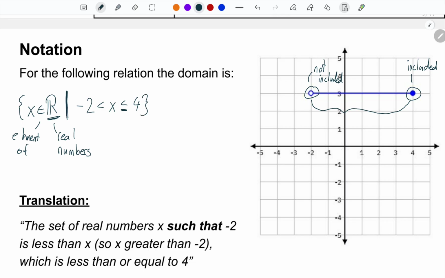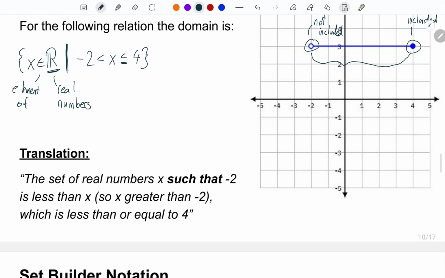And so there we have it. That is how we can indicate these x values on the right. So -2 to 4. And below is the translation just directly. So the set of real numbers, that's that first part, such that, that's the vertical line. And then the -2, less than x, less than or equal to 4.